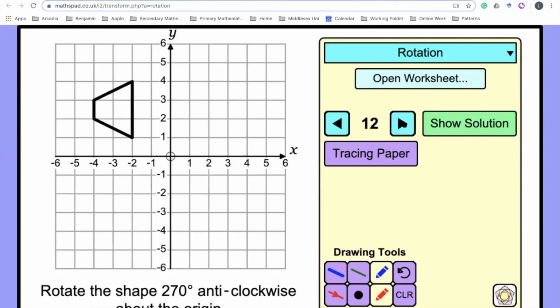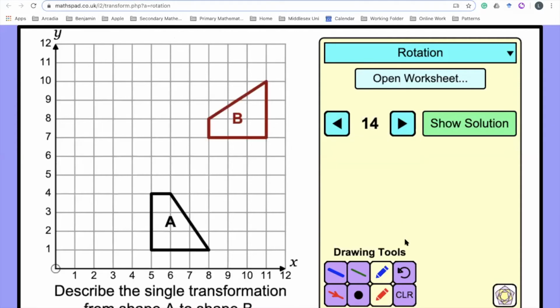Okay, let me find another describe one. Here's another describe one. Describe the single transformation from shape A to shape B. So we know it's a rotation because it's the topic we're doing. Can someone tell me the angle and direction?